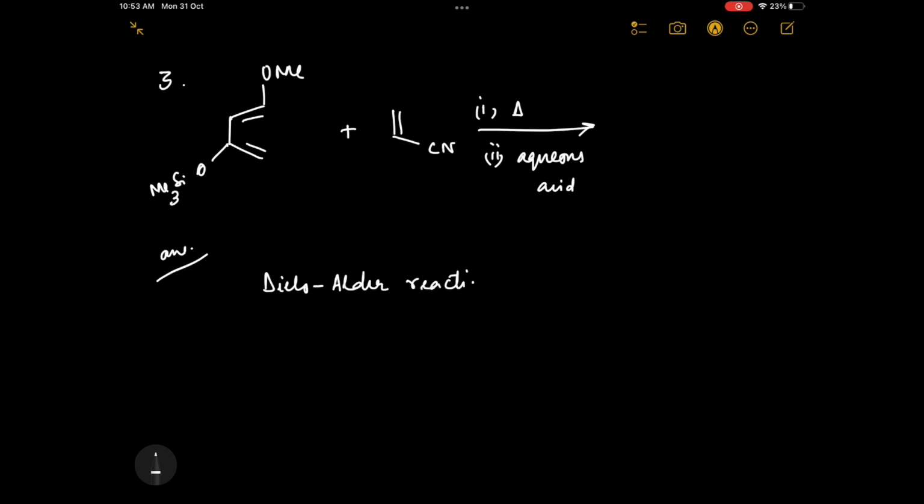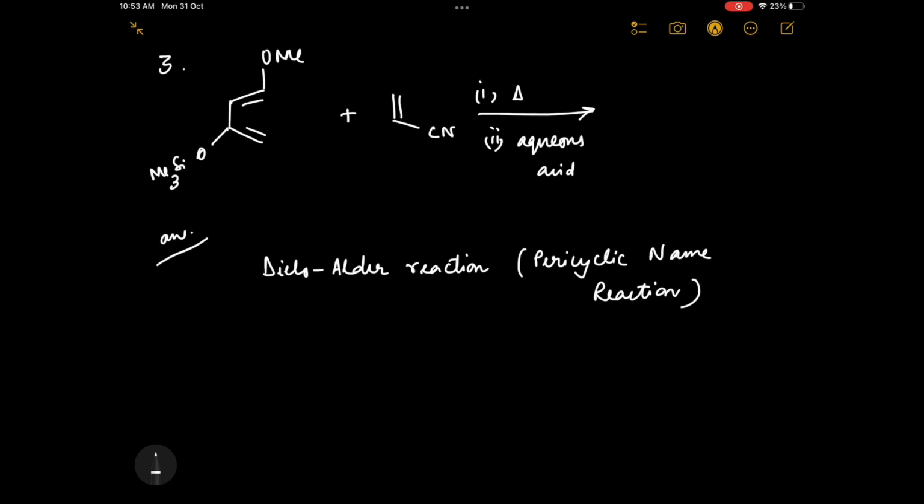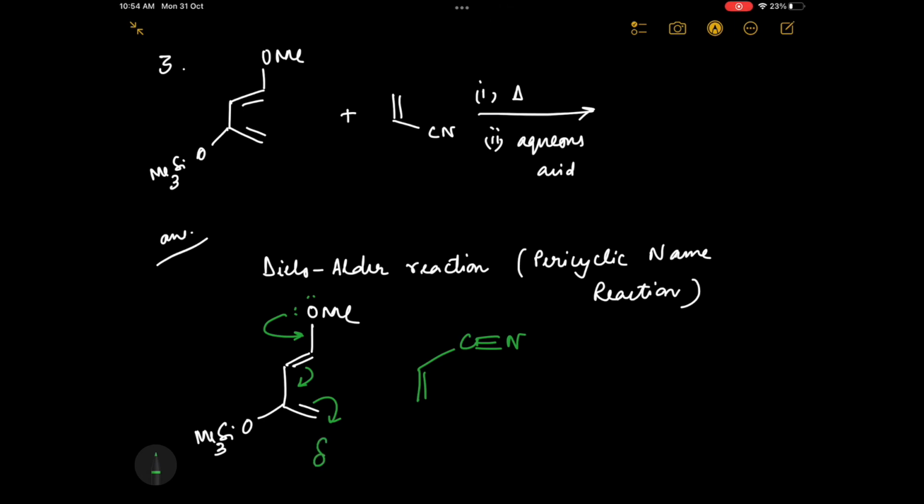So here the starting materials are very important, because the orientation of the diene is very important, and also the orientation of the dienophile. As we can see here, the diene that is present has an OMe group which can push electrons and cause a delta minus charge. Also the presence of OSiMe3 facilitates this process. In the dienophile we have the C triple bond N which causes a delta positive charge.